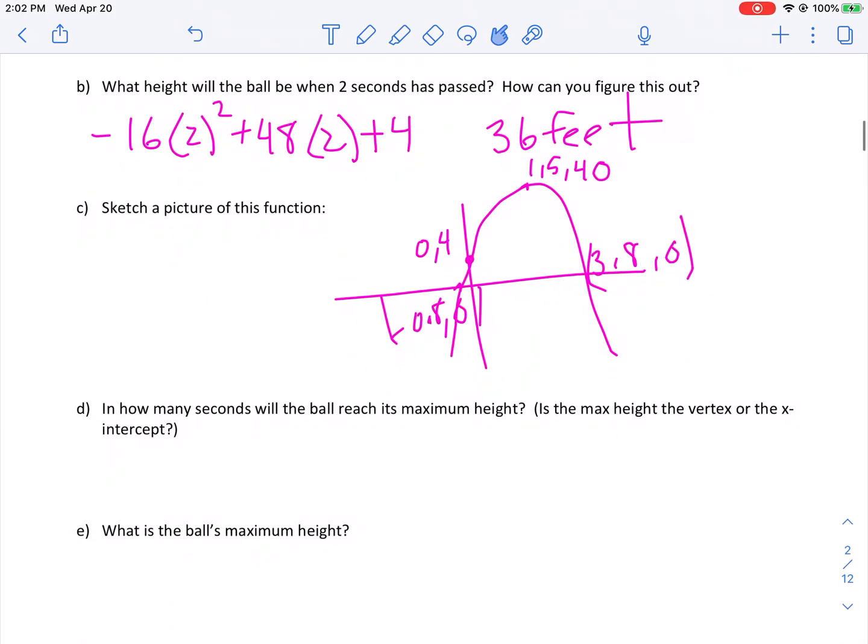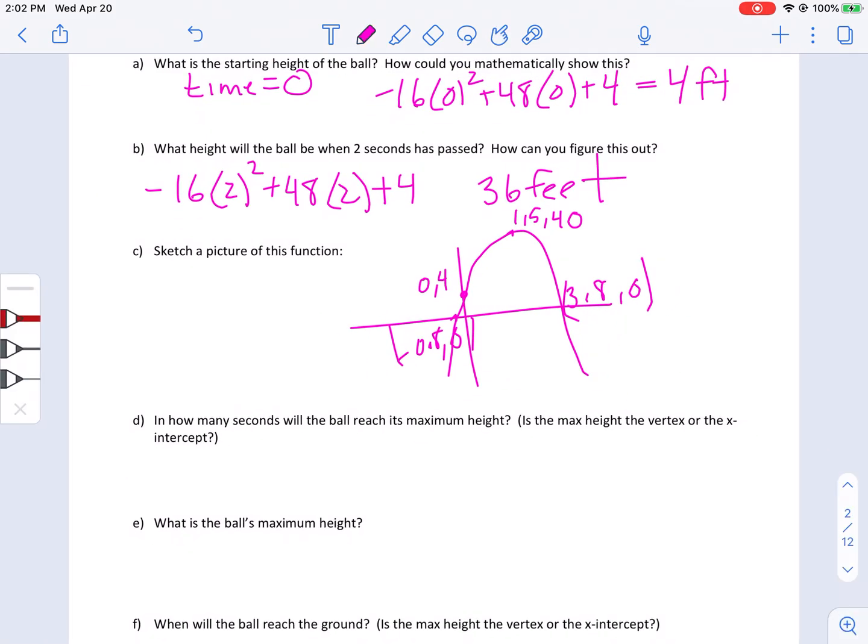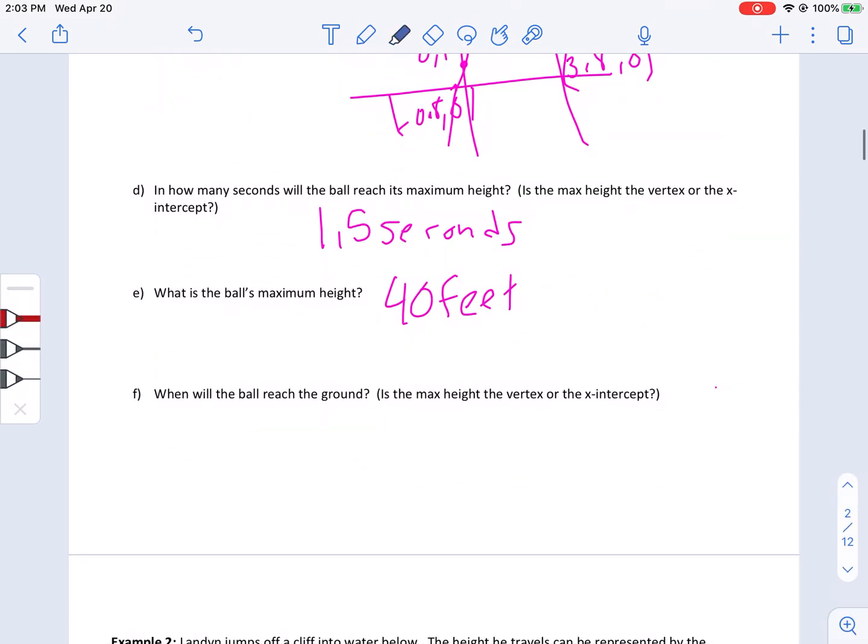And how many seconds will it reach its max height? So seconds is our x. So at 1.5 seconds, and that height is 40 feet. And then when will it reach the ground? Well, the height is 0 at 3.8 seconds.